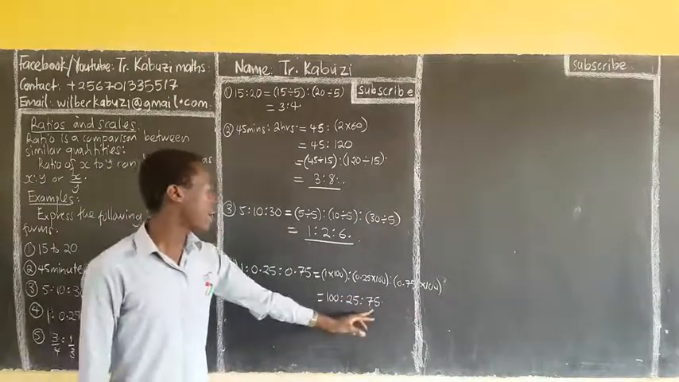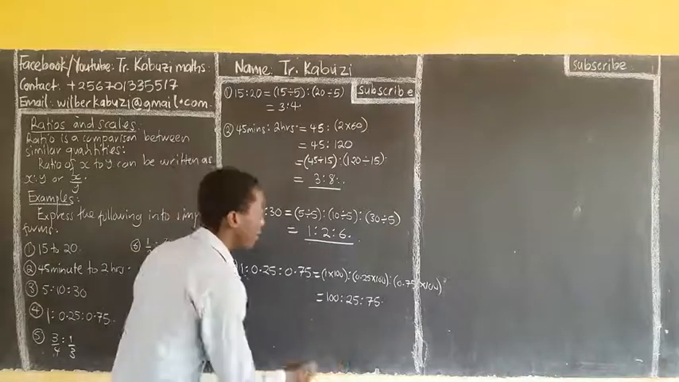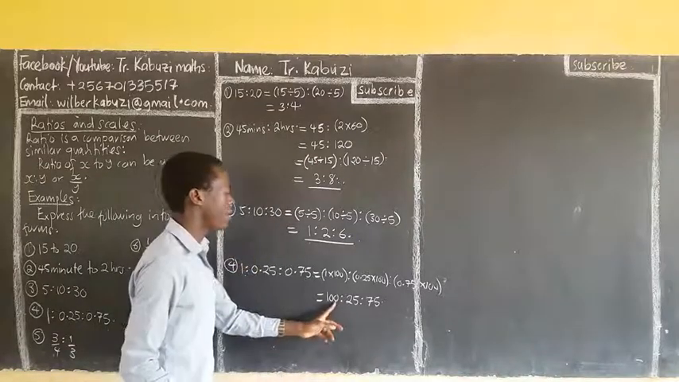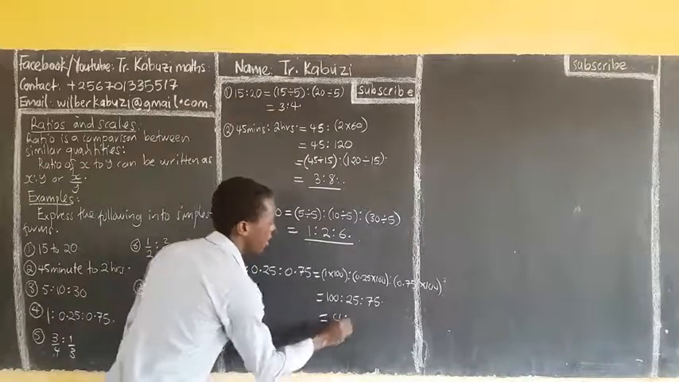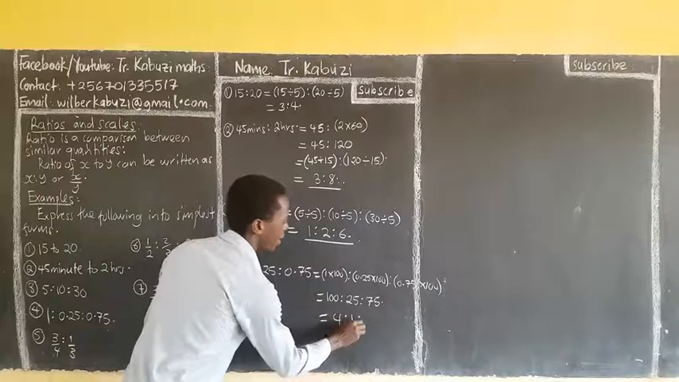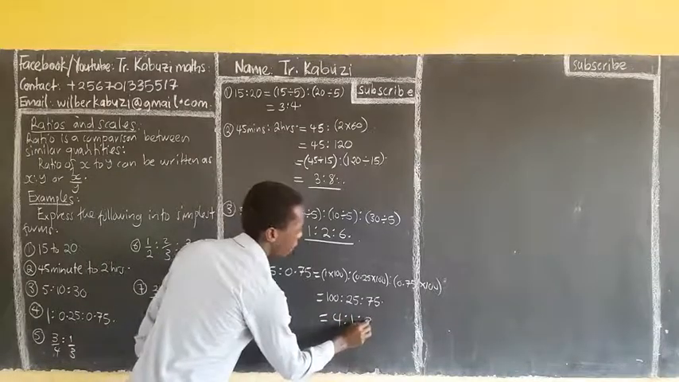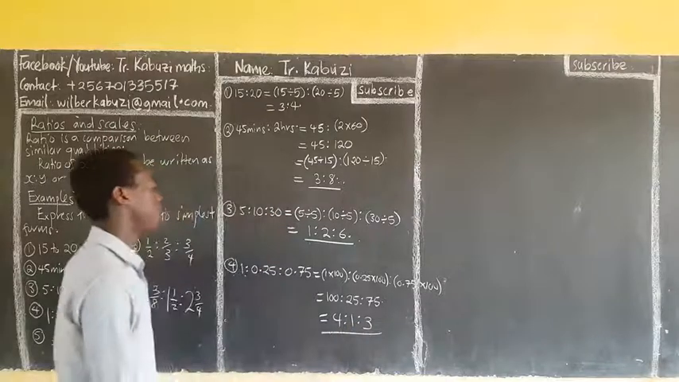So the number that's going to divide all these ones is going to be 25. Here by 25, I'll be getting 4. Here by 25, I have 1. Here by 25, I have 3. And that is the simplest form.